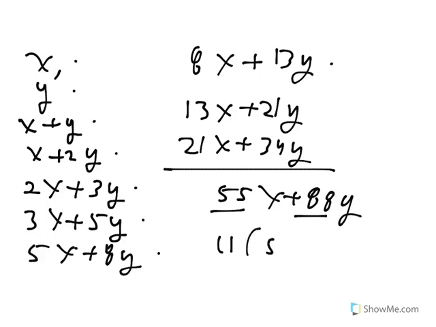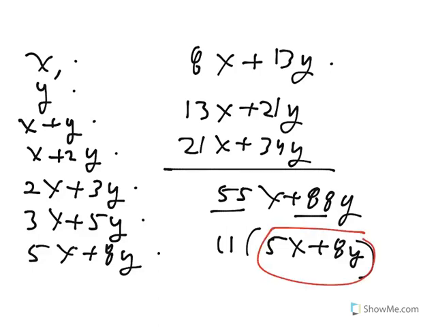If I factor it out, I get 5x plus 8y. And just by basically luck, it's 11 times the 7th number. So that's the trick. One last component to this trick is that there is a shortcut for multiplying by 11.